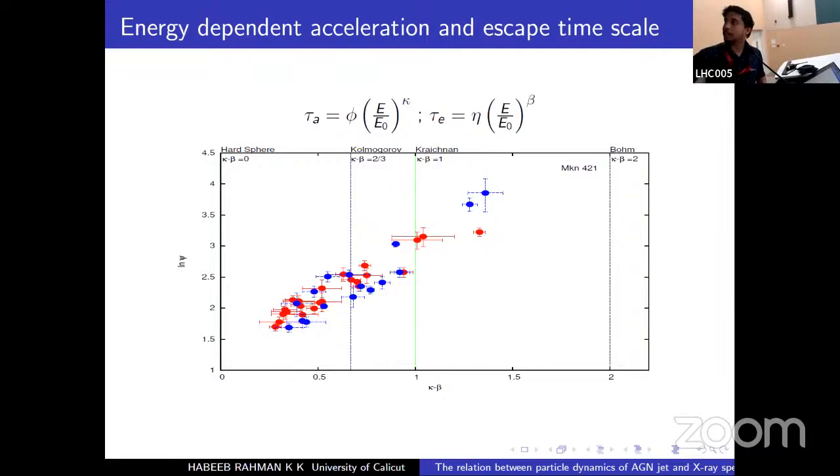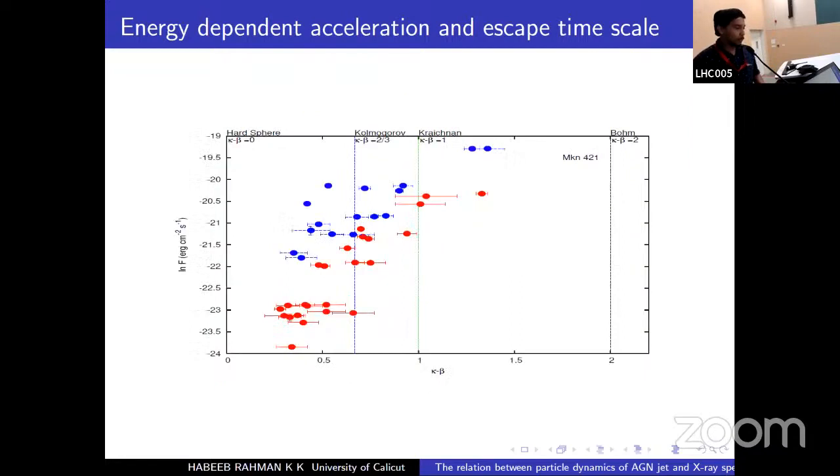You can see that hard sphere, Kolmogorov, Kraichnan and everything shifted. Initially, Bohm was at the line 1. Kappa is replaced by kappa minus beta through the mathematical step, so everywhere a shift will be there for these different diffusion processes. I will discuss the mathematical step very briefly. Anyway, this is the result we have. We replotted the previous flux plot, and there also we are able to bring all the points within the limiting conditions.